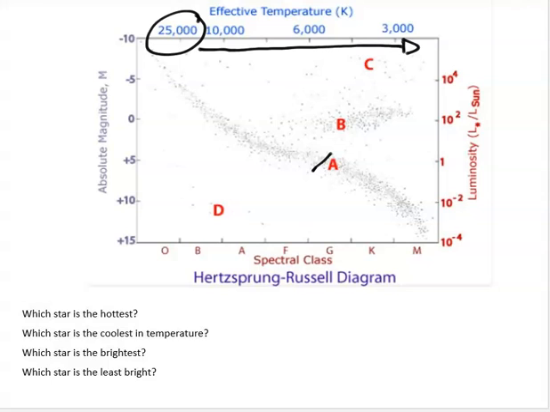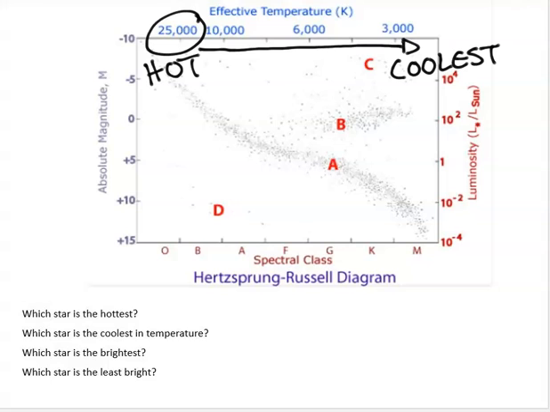So when we look at an HR diagram, we want to carefully look at the temperatures that they give us. Sometimes the temperatures will be listed up here, sometimes they will be listed down here. Okay, so I see my temperatures and I see that these over here are going to be my hottest stars, and these over here are going to be my coolest stars.